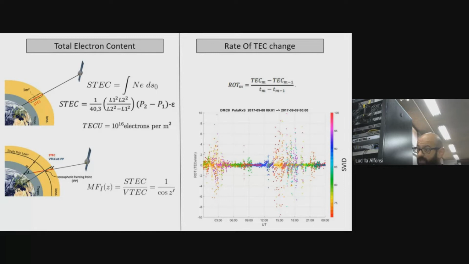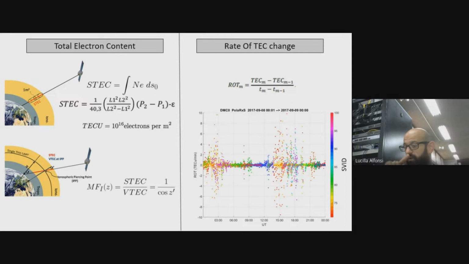This is a new parameter that is very useful to investigate the irregularities in the ionosphere. That is the rate of change of TEC. So basically, you can imagine you have a receiver at ground and a satellite orbiting, and the receiver is looking at the satellites by receiving the signal from these satellites, and you have measurements every now and then. I mean, let's say every second we have a measurement.